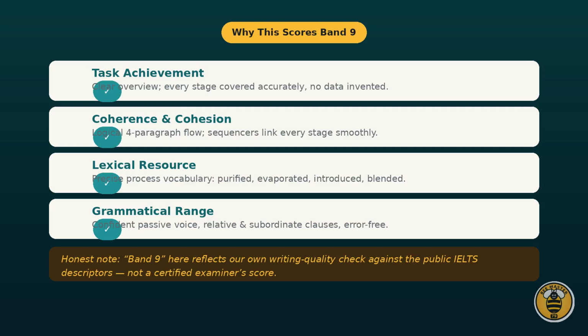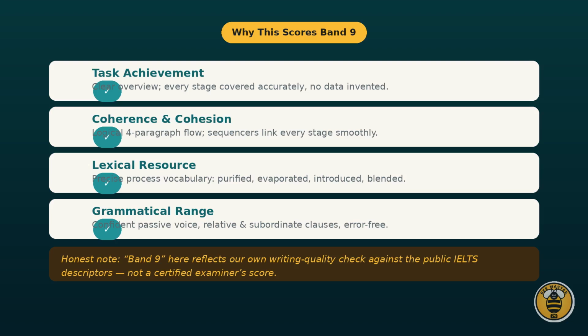So why does this answer score Band 9? For task achievement, it gives a clear overview and covers every stage accurately, inventing no data. For coherence and cohesion, it flows across 4 logical paragraphs with smooth sequences. For lexical resource, it uses precise process vocabulary such as purified, evaporated, introduced, and blended. And for grammatical range, it handles the passive voice and complex clauses without error.